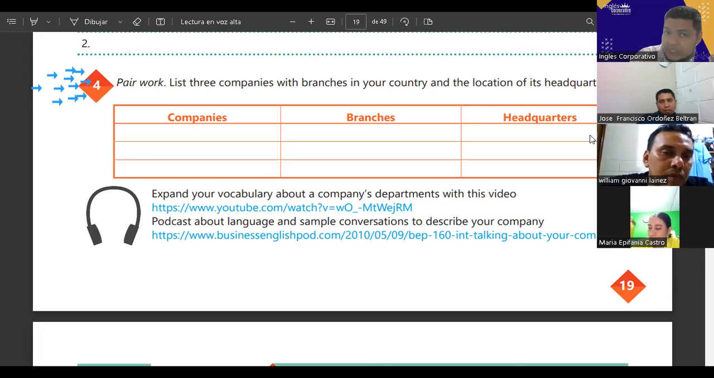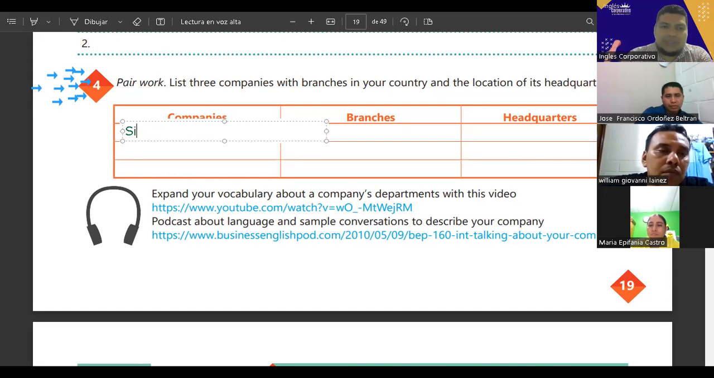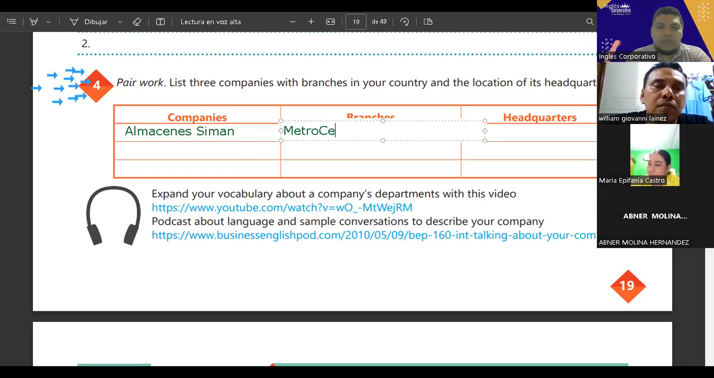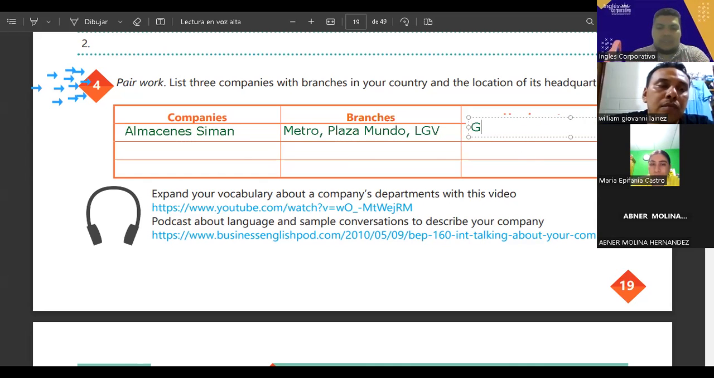It says, pair work, list three companies with branches in your country and the location of its headquarters, all right? So for example, do you remember a couple of minutes ago, I was talking about Simang, all right? So I can say this one right here, Simang. All right, branches. So you can see here, how many branches of Simang do you know? So we can say here, for example, Metro Centro, Plaza Mundo, La Gran Vía. All right. So we go to this one right here. And what is the headquarters? Headquarters is? Galerías. All right. Excellent.